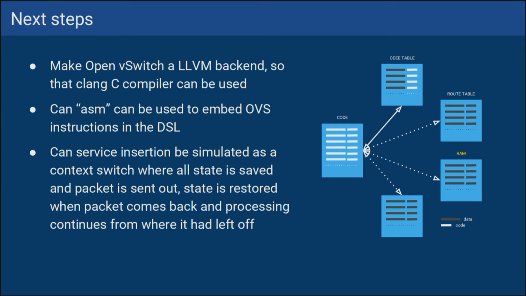And one other interesting thing is we can actually model service insertion as a context switch, where at any point in the forwarding logic, you basically save all your state somewhere and then send the packet out, the packet comes back in, you restore the state and continue processing from that point onwards. It is as if nothing happened. It is as if you are making an RPC call.